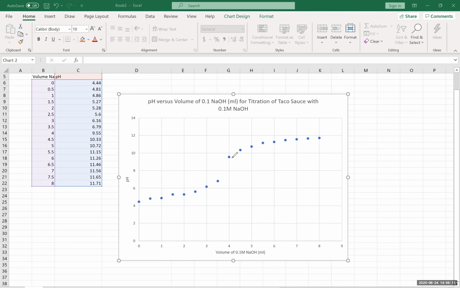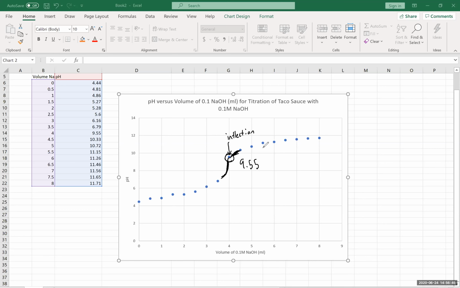Okay, so does everyone notice how the curve initially looks like this, and beforehand it was like this? So do you notice it was concave, now it's convex? So this would be an inflection point. So we'd use the pH for this value, which is 9.55.